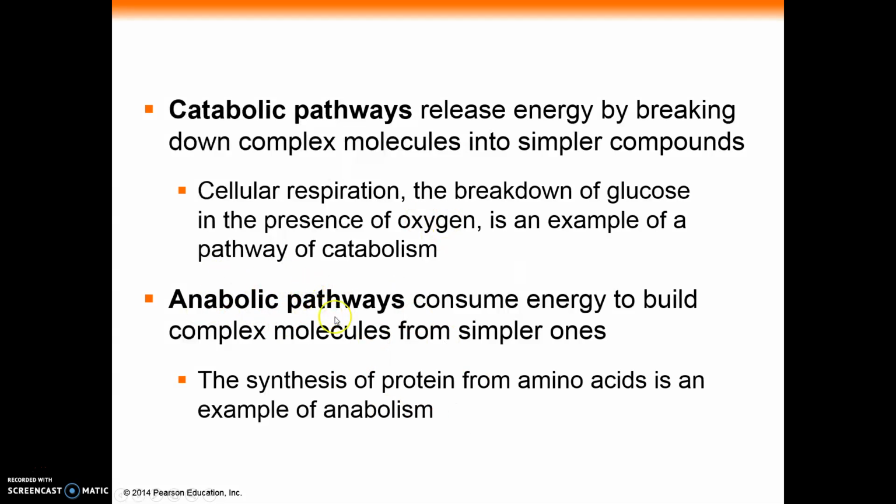Anabolic pathways, where we are building things, requires us to consume the energy that we made in order to make this happen. An example of this would be synthesis of proteins from amino acids. So we're taking all these individual amino acids, we're linking them together. That process requires energy. That energy ultimately came from this catabolic pathway.